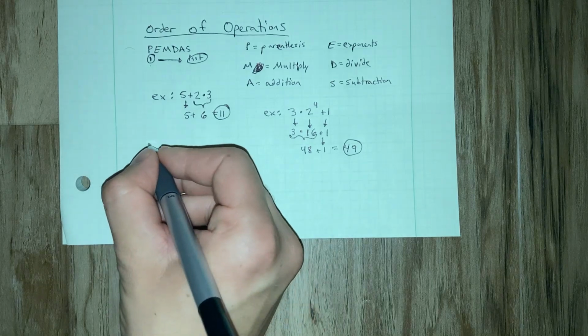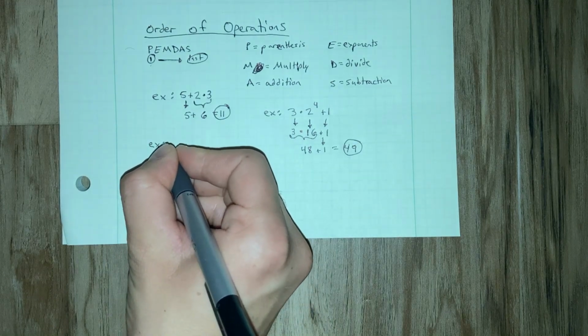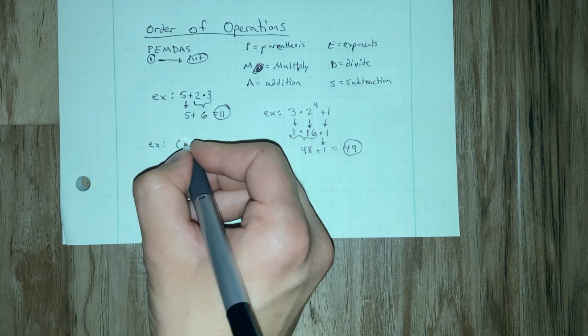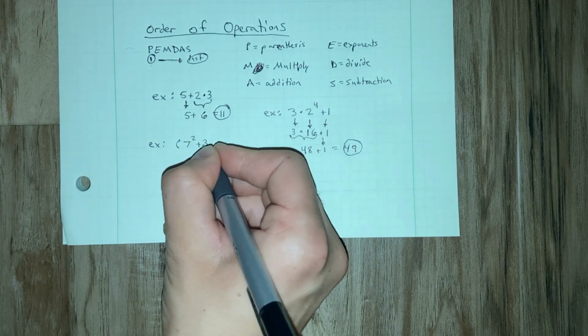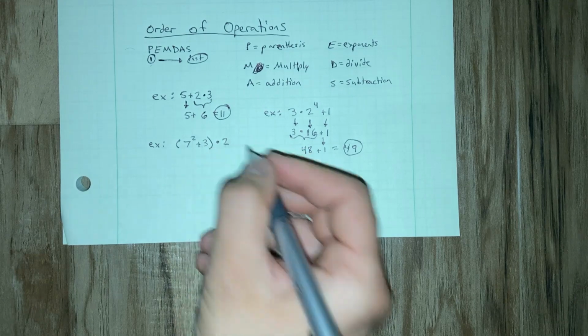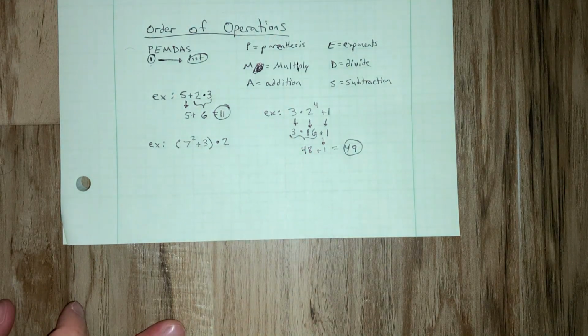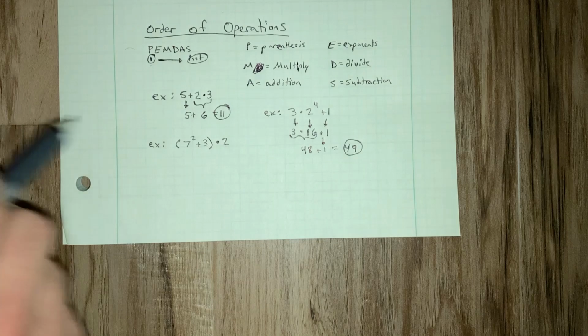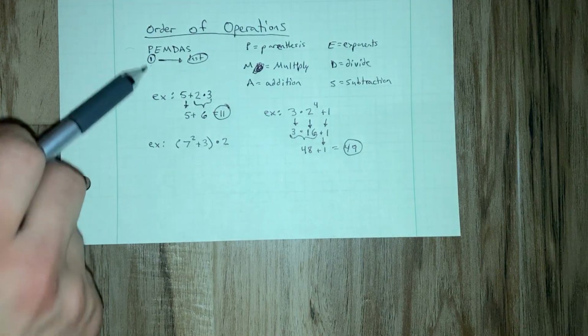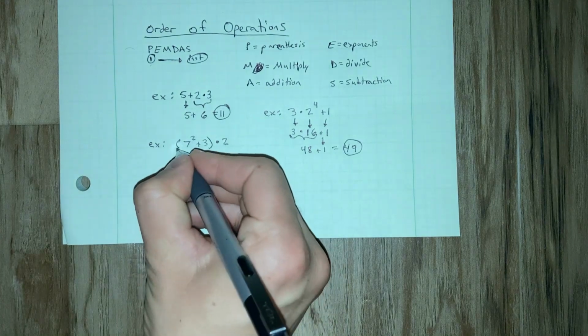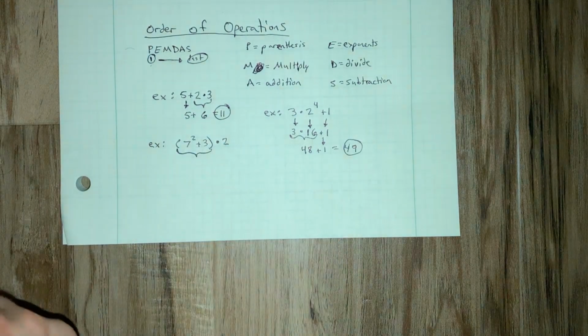I've got one more example. And this is parentheses 7 squared plus 3, times 2. So we look, the first thing we do is look at the order of operations, parentheses. Do we see parentheses? Yeah, we do. So we're going to worry about this first.